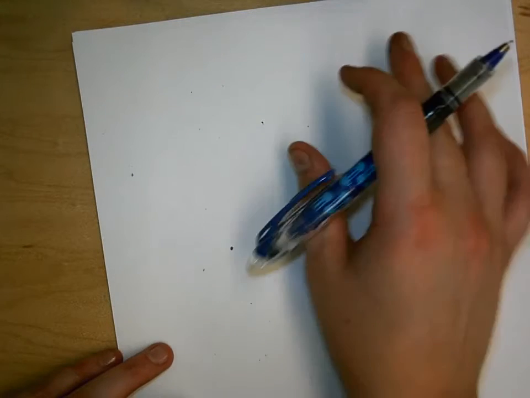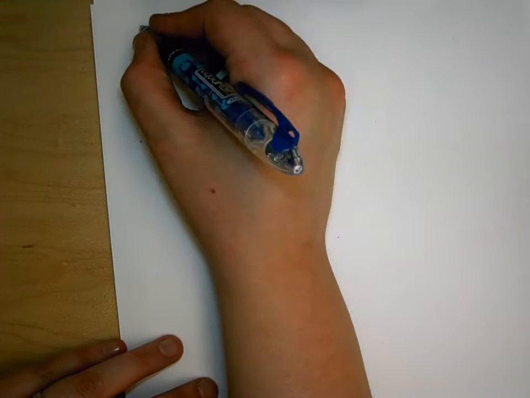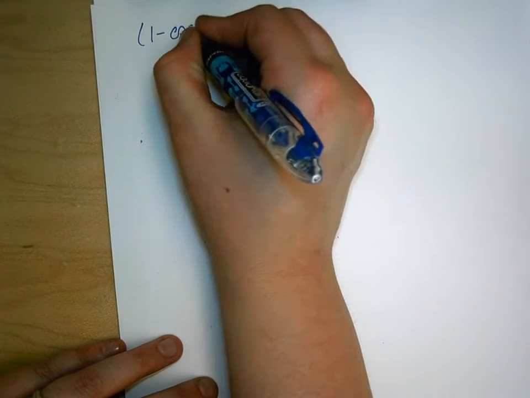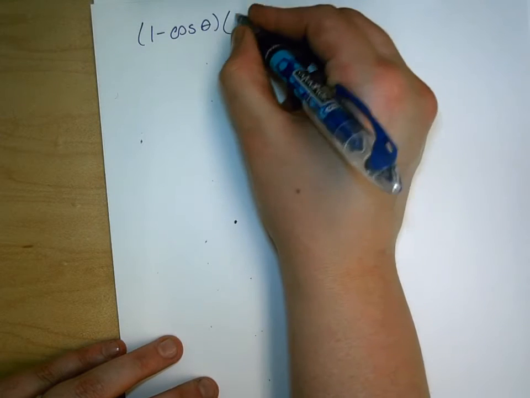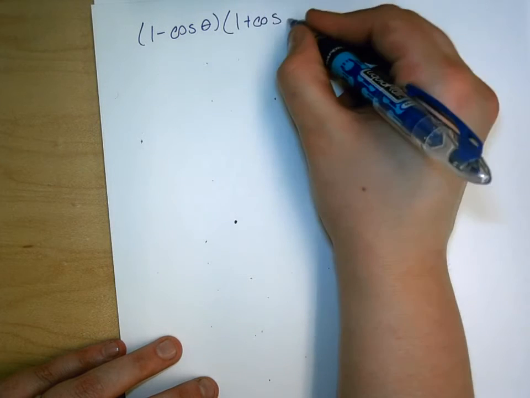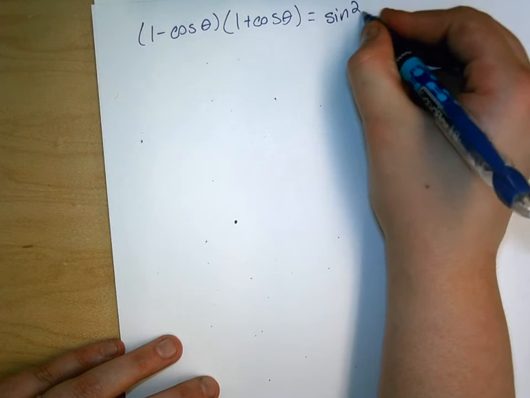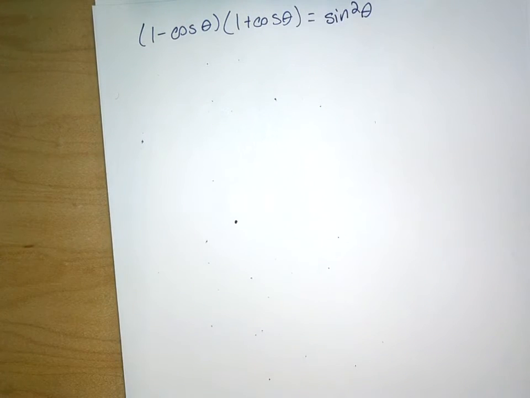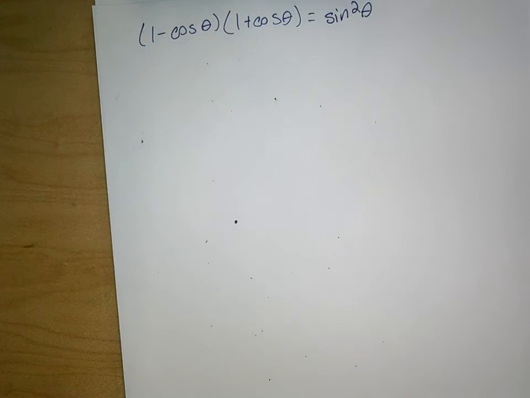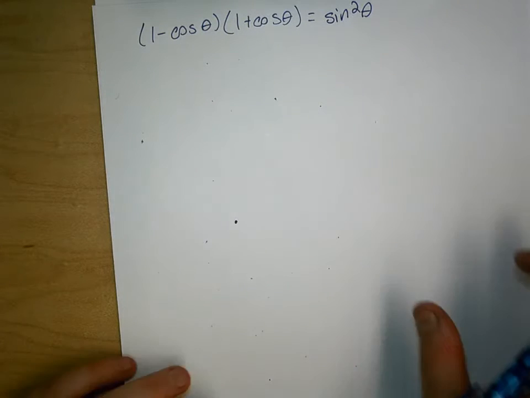what would we have done if instead the function that we were verifying was 1 minus cosine of theta times 1 plus cosine of theta equals sine squared theta? Okay, I don't know about you guys, but I didn't know that. So what we're going to do is we're going to kind of prove it to ourselves or verify.